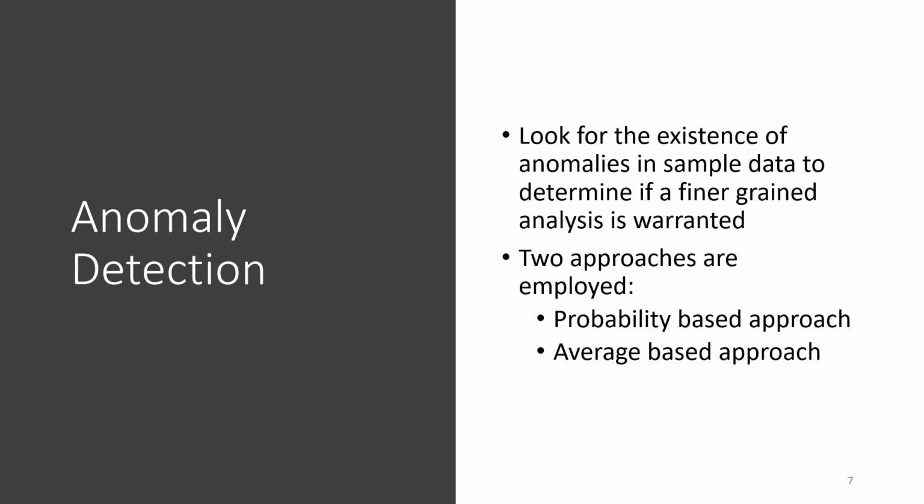So we take that data, and then we first see if there are any indicators of anomalous performance in the sample data. So this is to determine if the subsequent steps, so anomaly identification and localization, is even necessary. We do this in two different ways. We break it up into a probability-based approach and an average-based approach. And if one of those two tests indicate that there's an existence of performance anomalies, we then go into our finer grained analysis.